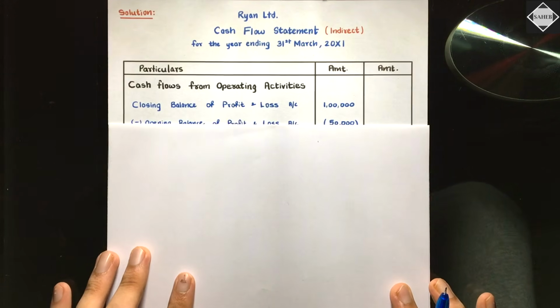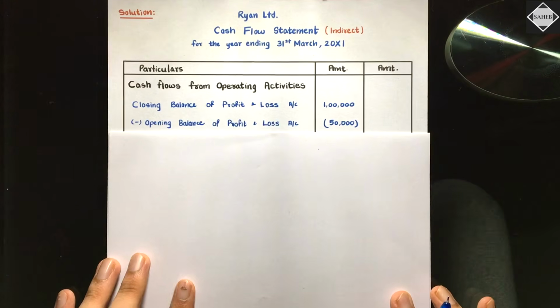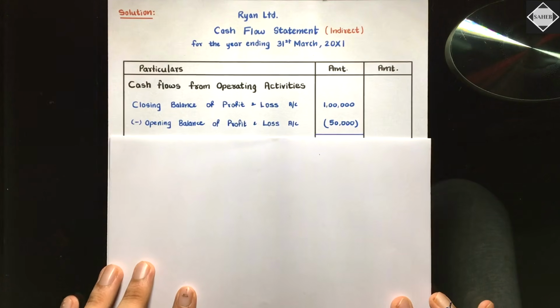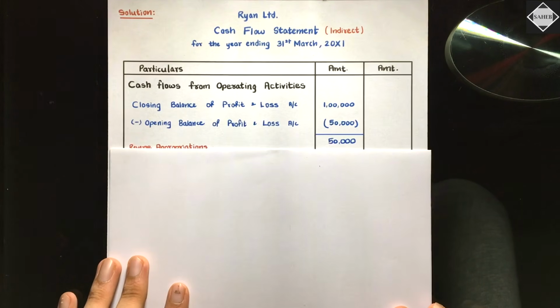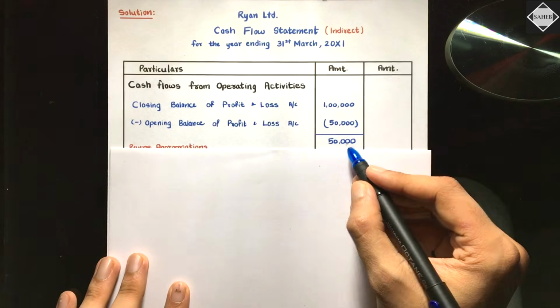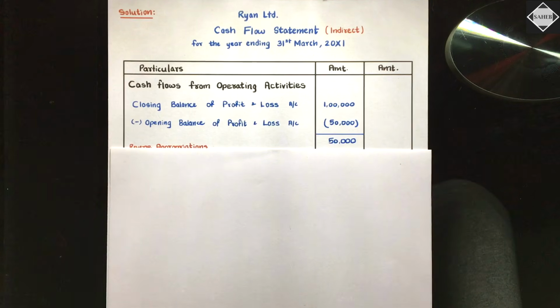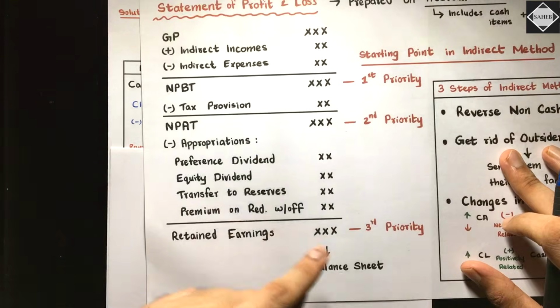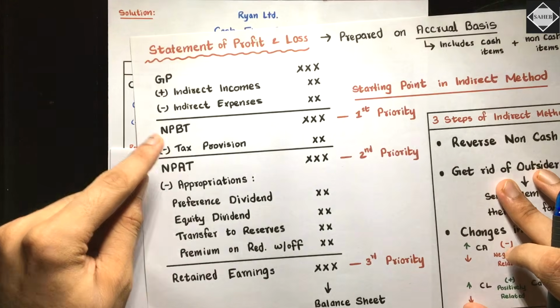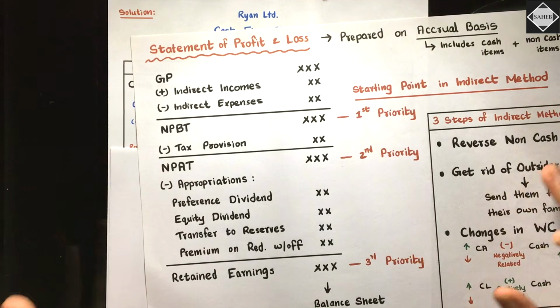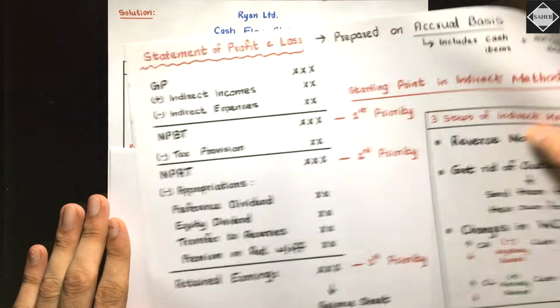Closing balance of profit and loss account 1 lakh minus opening balance of profit and loss account 50,000, that's equal to 50,000, and this is our retained profit. Okay, the starting profit right now. So we are starting from retained earnings. We have to reverse all appropriations. We have to reverse the tax provision, isn't it? Yes, that's what we have to do.